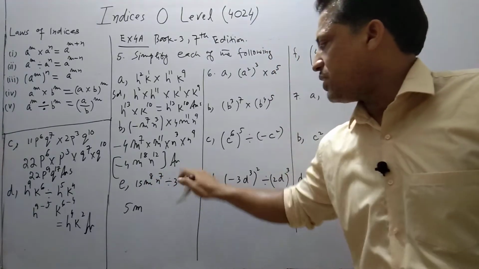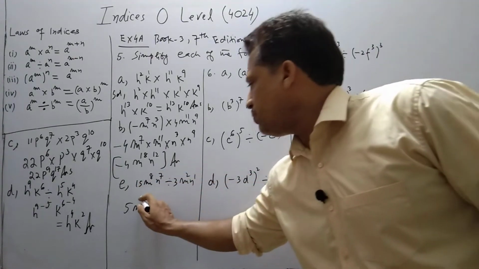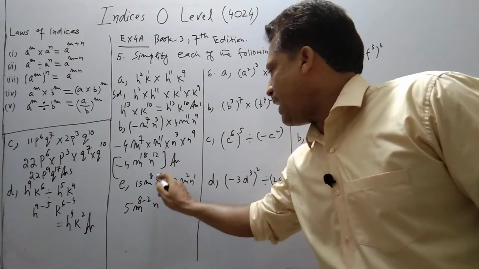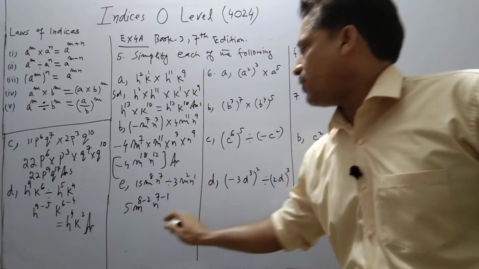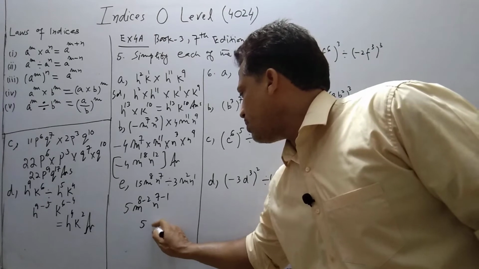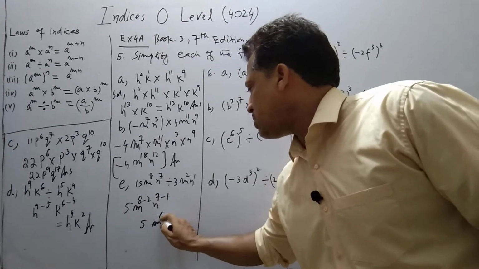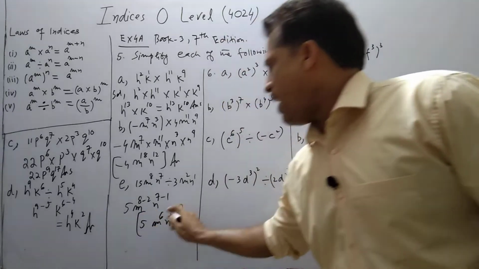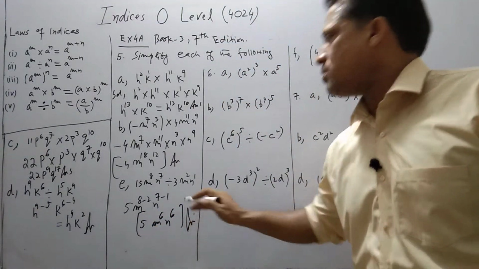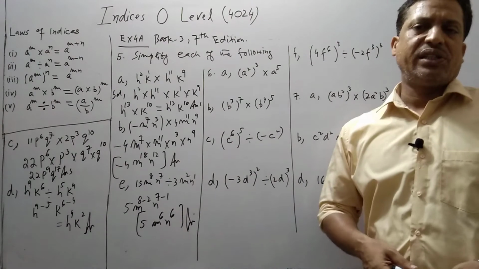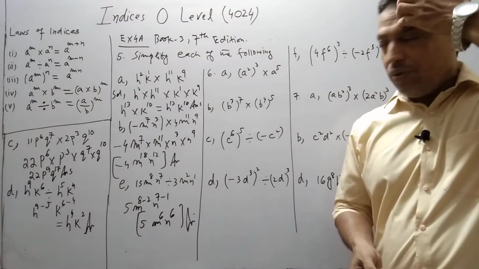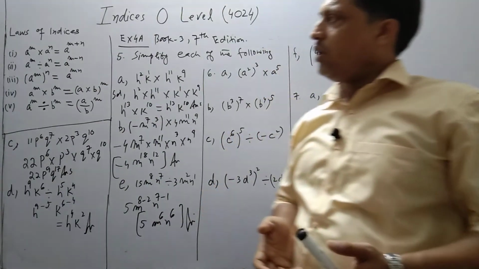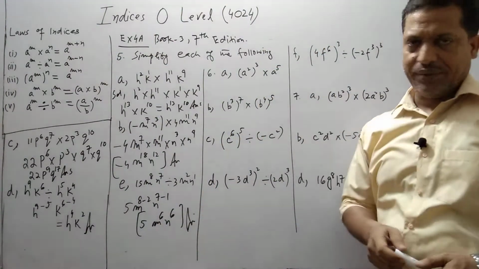This is 8, this is 2. 8 minus 2 gives m to the power 6. This is n to the power 7, this is 1. 8 minus 2 is 6, 7 minus 1 is 6. So 5 m to the power 6 n to the power 6 is your answer. I hope you understand. Indices are very easy if you apply the correct law on the situation.